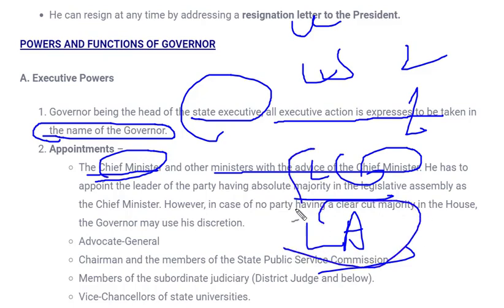I'm not going into detail here because this will come under state legislation, and we'll study it in depth there. We should just know that there are two houses. A state can be unicameral as well as bicameral, whereas the center is always bicameral because it has two houses by compulsion.